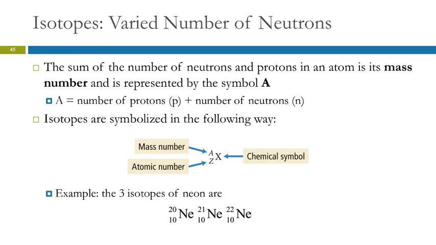So if you need to know how many neutrons these have, you can just do some subtraction here. 20 minus 10 is 10. So this one has 10 neutrons, this one has 11 neutrons, this one has 12 neutrons. So that information is just kind of hiding in there.